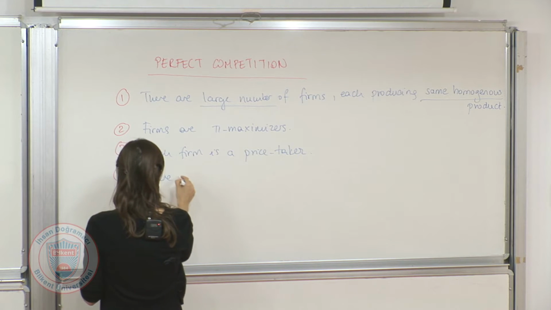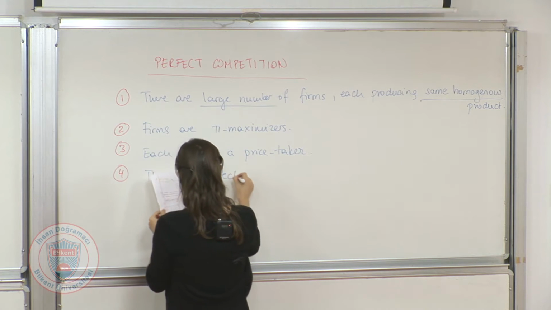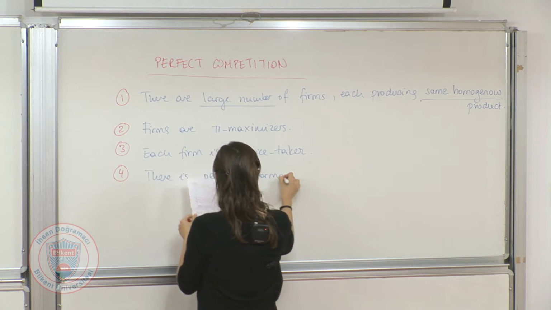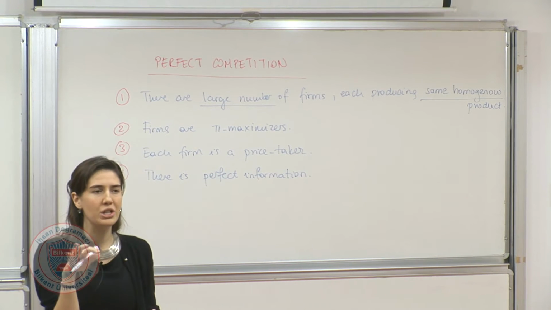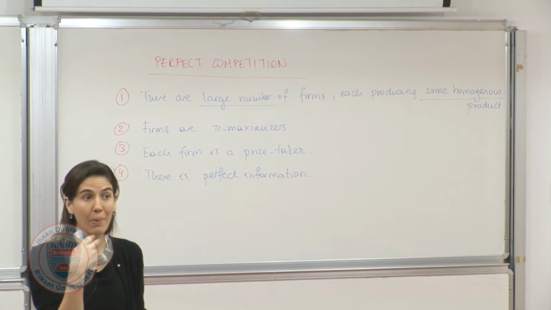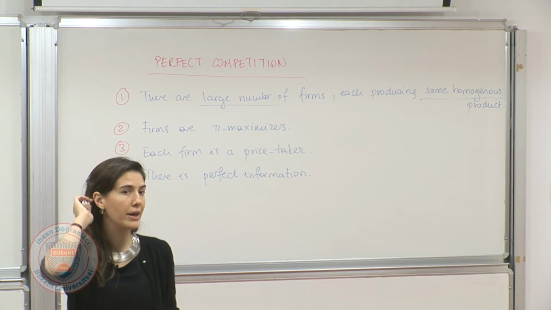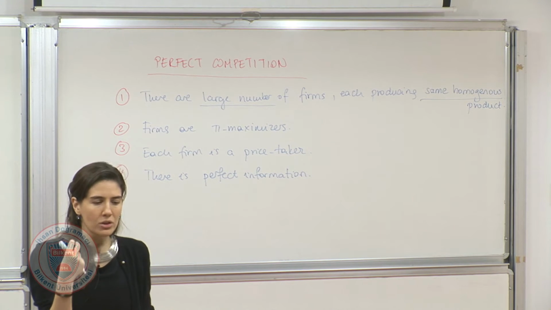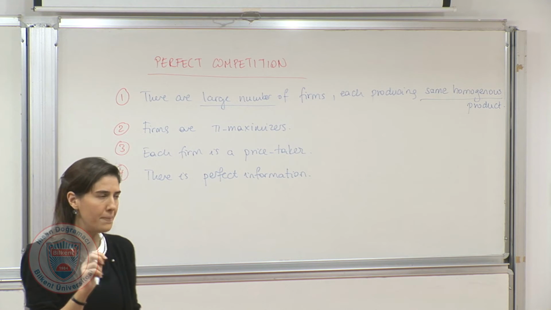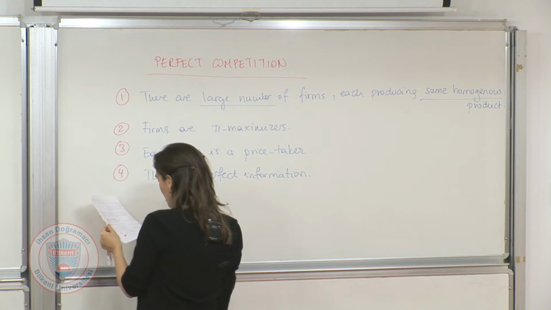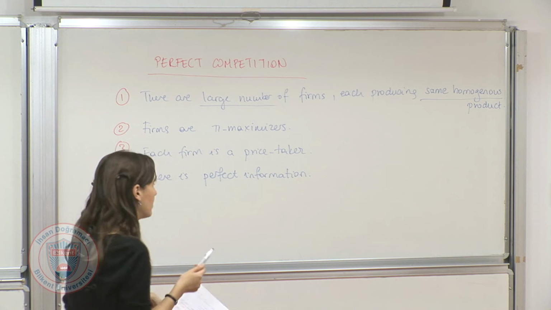We said that there is perfect information. So this means that all the information is known to the participants of the market, okay? So everyone knows about the price. There is no such thing that some people know some stuff and some people don't know, okay? So this is what we mean by perfect information. So prices are assumed to be known by all market participants, okay?